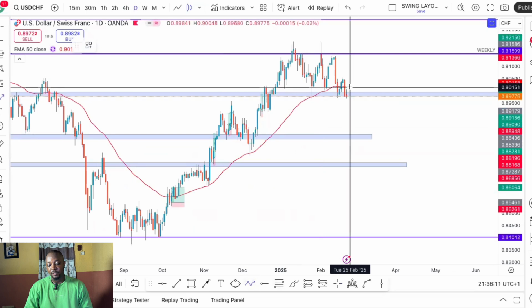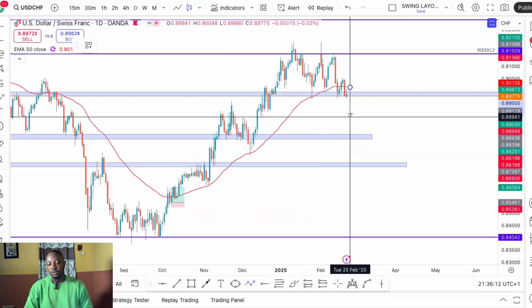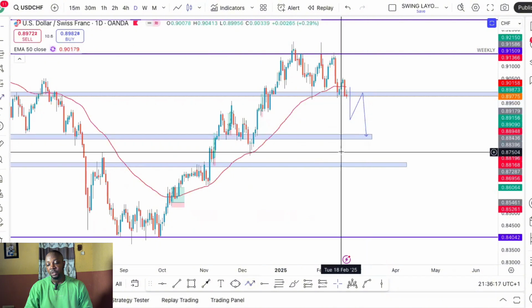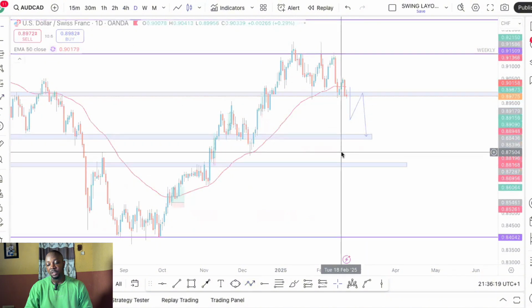USD CHF. I'm bearish on USD CHF. So I'm just going to be waiting for a break and a retest of this level, and looking for sales to the downside.